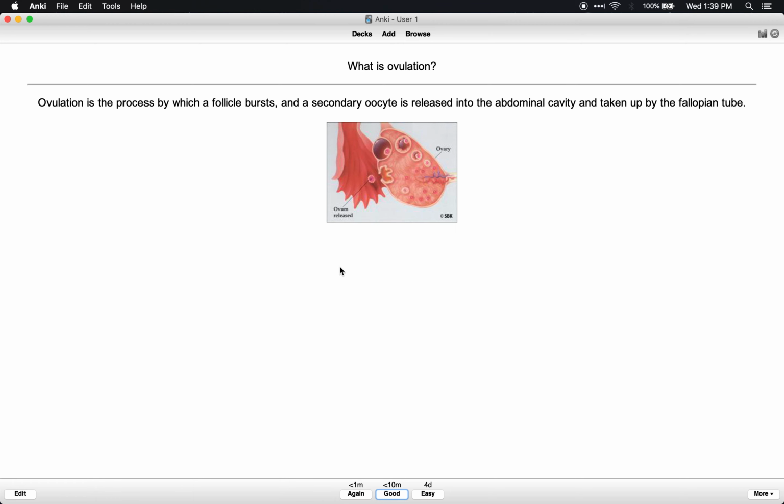Ovulation is the process by which a follicle bursts and a secondary oocyte is released into the abdominal cavity and taken up by the fallopian tube.